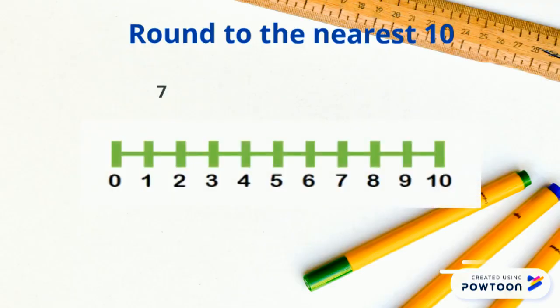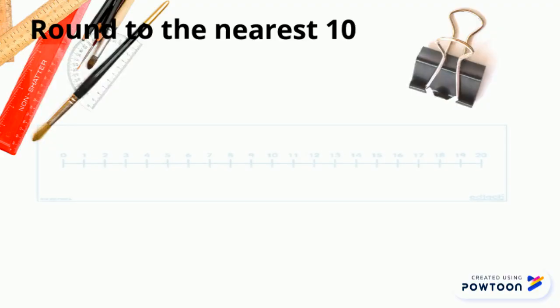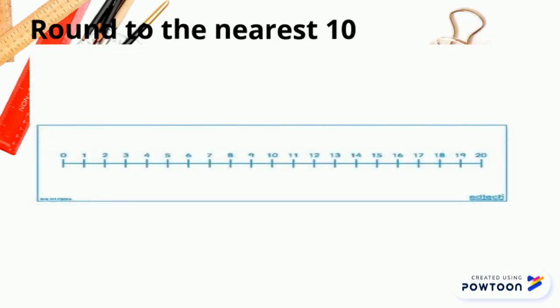Let's round to the nearest 10. Remember, we use the ones place to round to the nearest 10. If we take a look at the number 7, it rounds up to number 10 as the nearest tens place. Let's take a look at another example. If we have the number 13, we want to round down to the nearest 10. 13 rounds to 10.